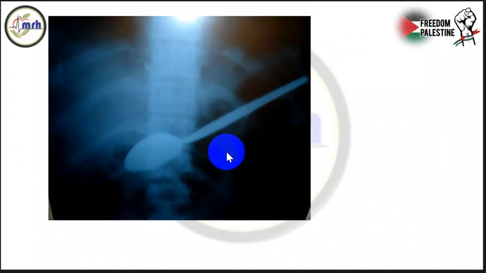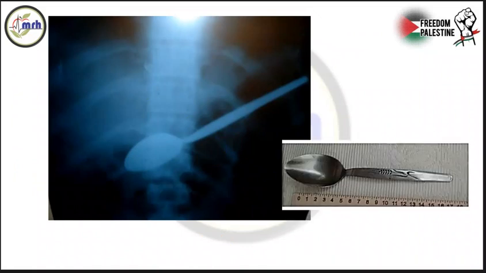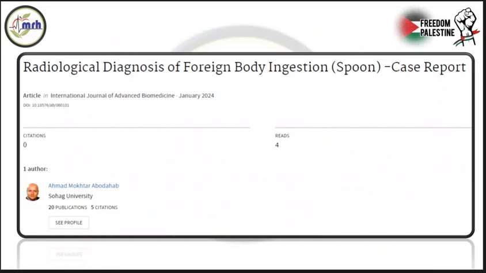In this case, I took the X-ray of her by myself, and she was a young girl. She had nausea and tried to vomit. She used this spoon and tried to induce vomiting. She swallowed the spoon like this. This was the size of the spoon, as you see. It was large enough. And because the case is very strange, we published it as research: Radiological diagnosis of foreign body ingestion, spoon. This is in the International Journal of Advanced Biomedicine. We published it last year because it was a strange case. She was a young girl.